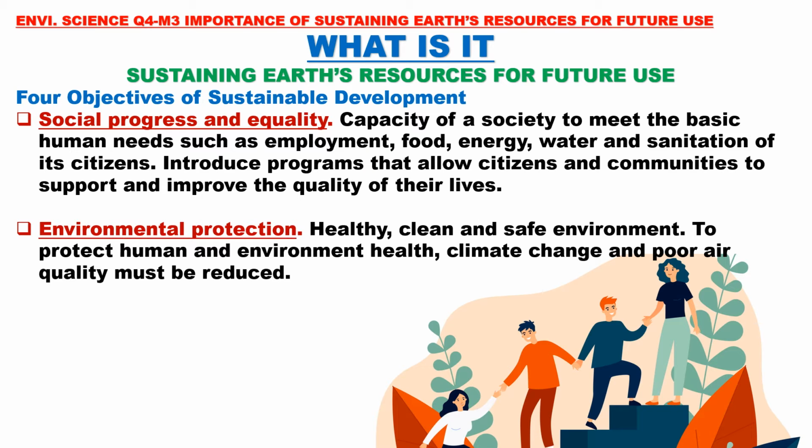There are four objectives of sustainable development. Social progress and equality: the capacity of a society to meet the basic human needs of its citizens, such as employment, food, energy, water, and sanitation. Introduce programs that allow citizens and communities to support and improve the quality of their lives. Social progress is a necessary component of development.